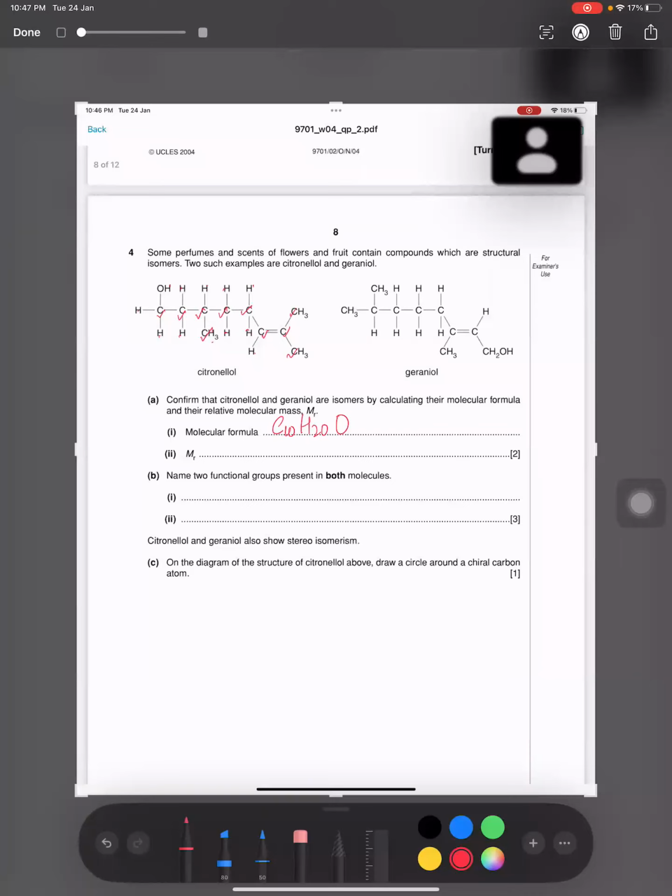Then what is the molecular mass? So it should be 12 into 10. It should be 120 plus 20 plus 16 will give you 156, right? यही आ रहा है? Yes, sir.